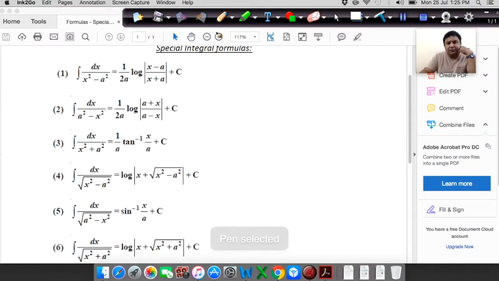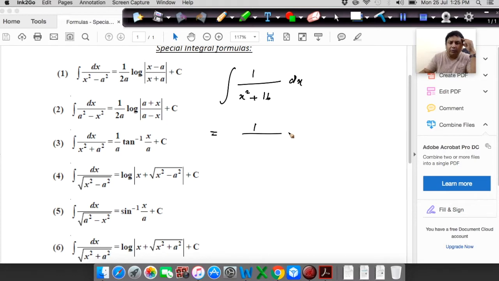So these are the formulas. We have to see which formula fits into the thing. Suppose we have integration of 1 upon x square plus 16. Then 16 can be written as 4 square, so 1 upon x square plus 4 square. So out of this, you see which one fits. Obviously, this one fits. So we just put the formula there.